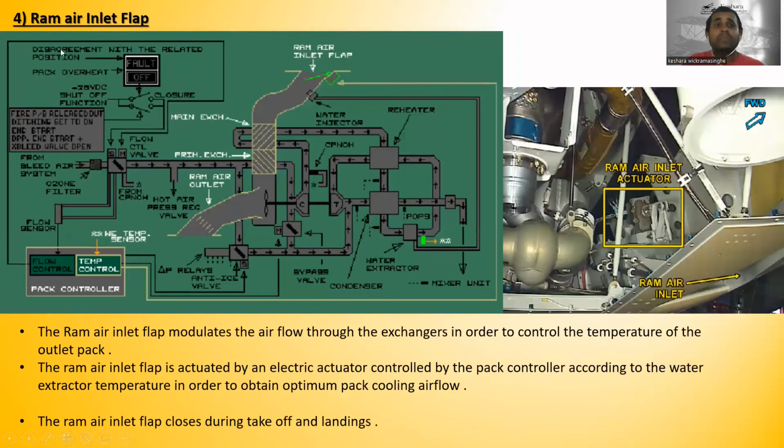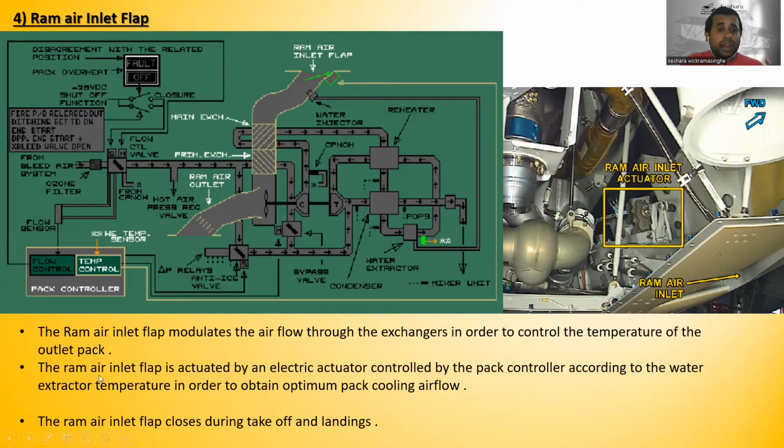Okay, now let's go to the ram air inlet flap. The ram air inlet flap modulates the air flow through the exchangers in order to control the temperature of the outlet of the pack. So this is the ram air. It goes through the primary heat exchanger and the main or secondary heat exchanger, and exchanges in order to control the temperature of the outlet of the pack. So this is the outlet of the pack.